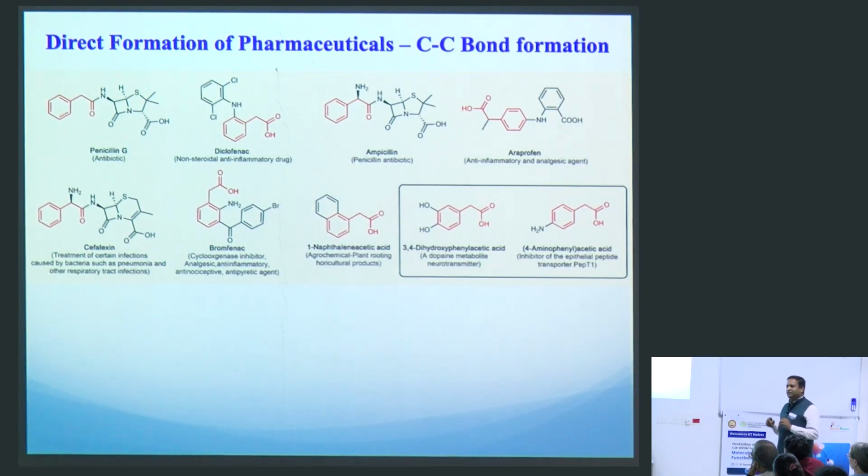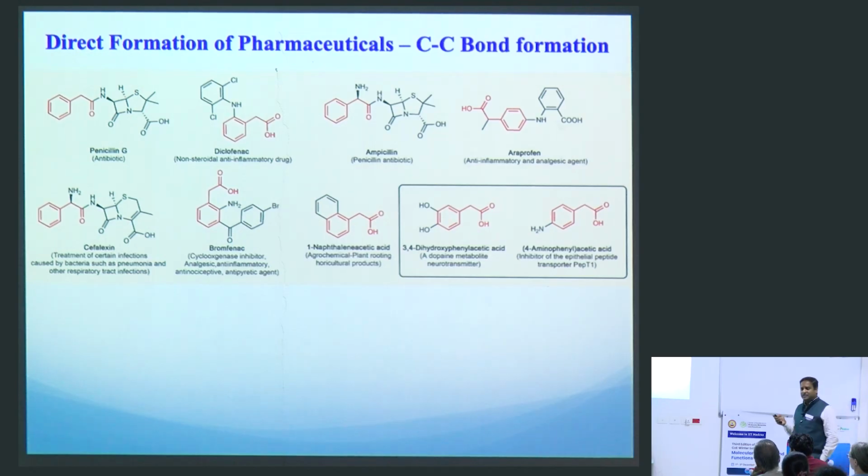Now I show nitrogen-containing compounds. Here I show one example using the microdroplet method, where we are able to make phenylacetic acid. Phenylacetic acid is a very important core in various types of drug molecules. One of them is penicillin G, which has a phenylacetic acid core, and ampicillin also has the phenylacetic acid core. Several herbicides also have the phenylacetic acid core. But if you look at the literature, there are challenges.